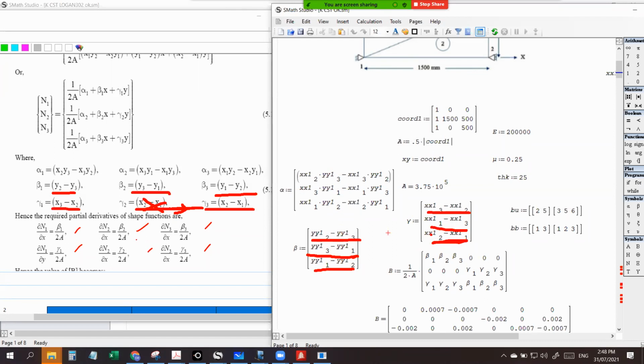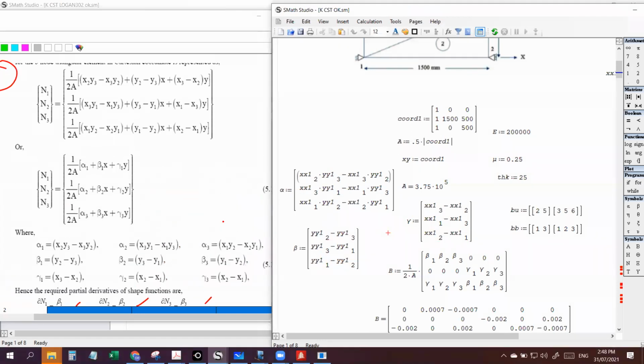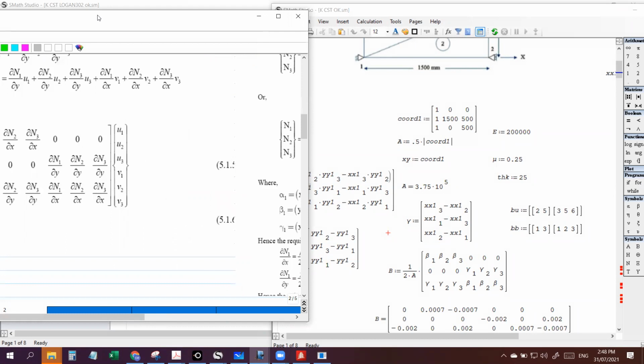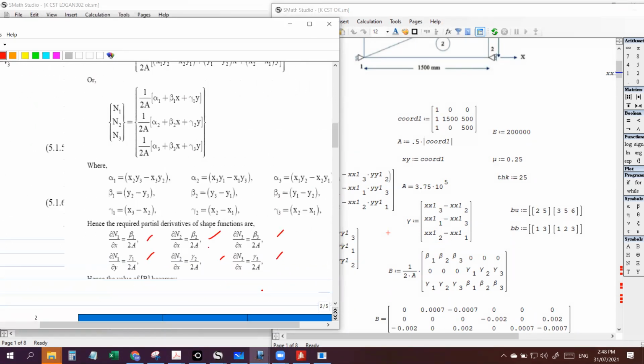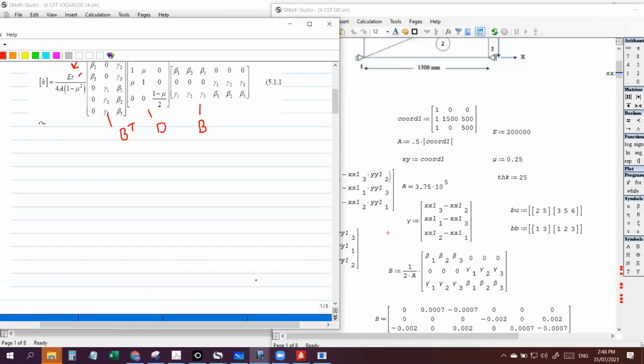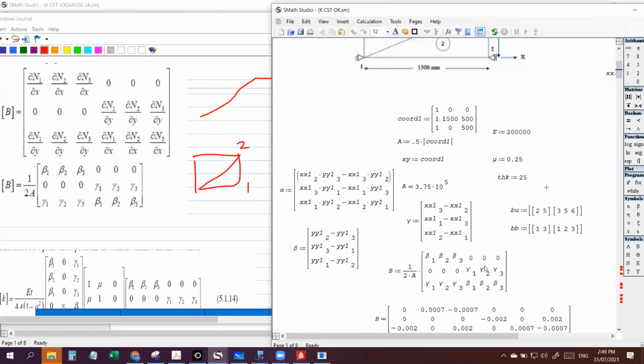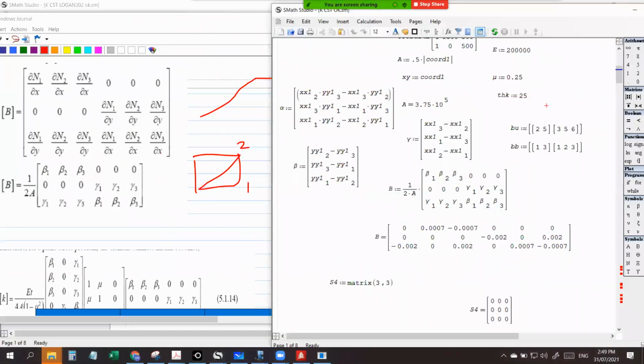And for the B matrix, this one, this is the B, and yung constant counterpart is this one. Okay, so ito, beta 1, beta 2, beta 3, gamma 1, gamma 2, gamma 3. So gamma 1 is here, gamma 2 is this one, gamma 3 is this one.